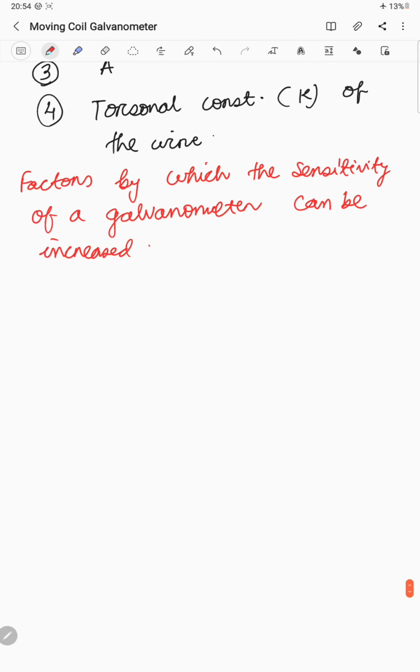Okay. So talking about the factors by which the sensitivity of a galvanometer will be increased: first, increase the number of turns. Second one, increase the magnetic field. Third one, increase the area of the coil. Fourth one, decrease the value of K. Okay. So this is for the moving coil galvanometer.